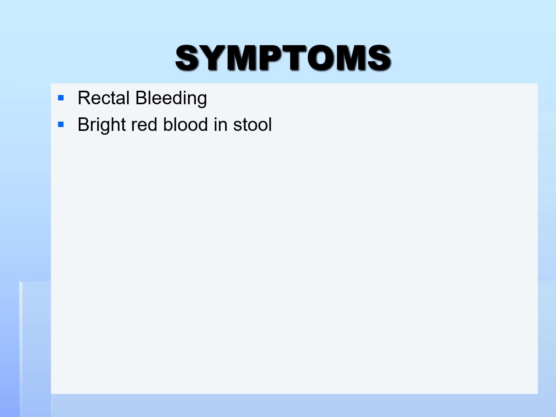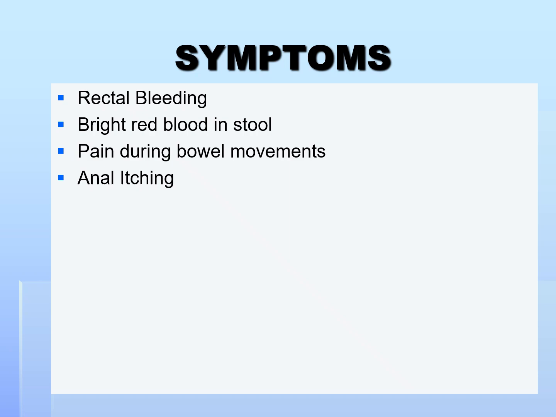Common symptoms of hemorrhoids include bright red rectal bleeding, especially during or after bowel movements. Patients may experience pain during defecation, anal itching, that is pruritus, and discomfort. Internal hemorrhoids often cause painless bleeding and prolapse, while thrombosed hemorrhoids can cause severe pain and swelling. In some cases, irritation and mucus discharge associated with rectal prolapse may also occur.